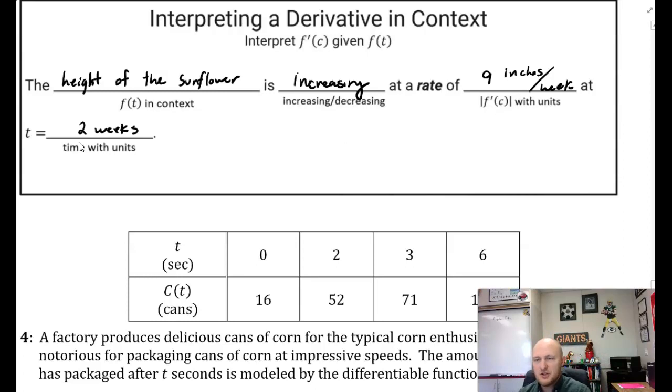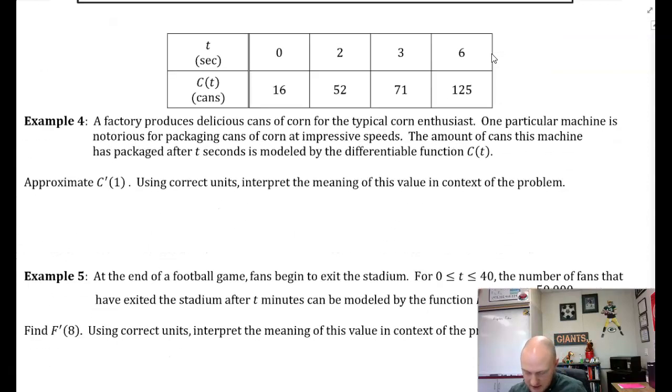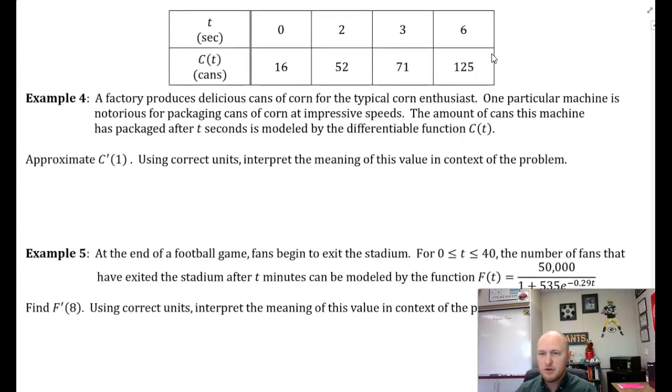Okay, so that's our sentence frame, and that's the kind of structure that we're going to be using when writing these problems when we're interpreting a derivative in context. Okay, let's go ahead and look at example number 4.